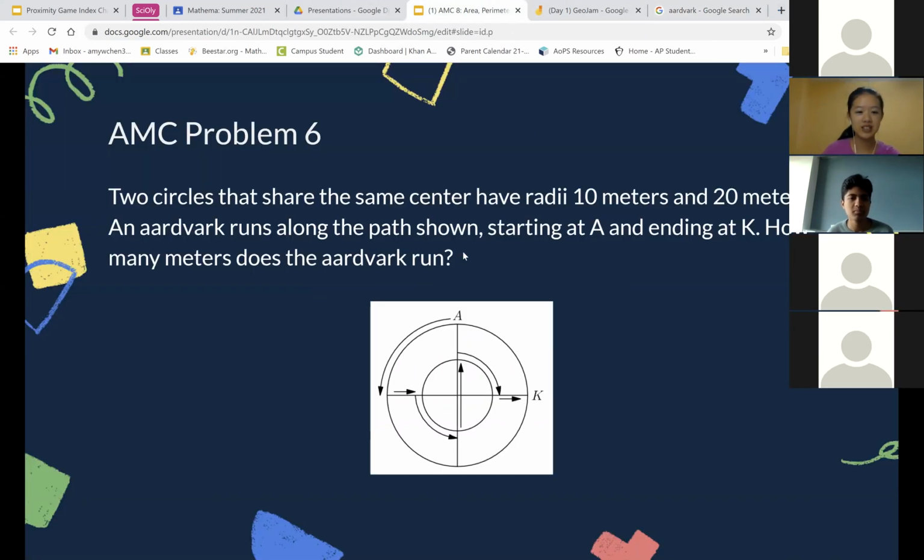Okay. Basically, an aardvark runs along the path shown. It starts at A and ends at K. So we want to find the length of the path it ran. So basically, this plus this. Oh shoot. Let's try again. This plus this plus this plus this plus this plus this.